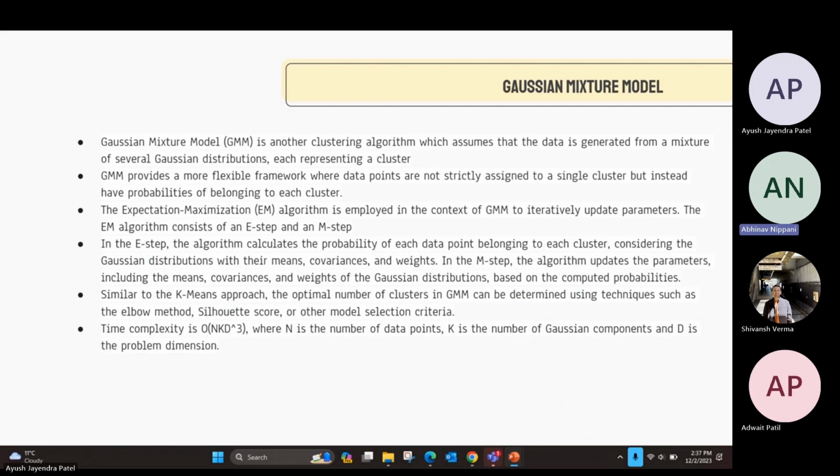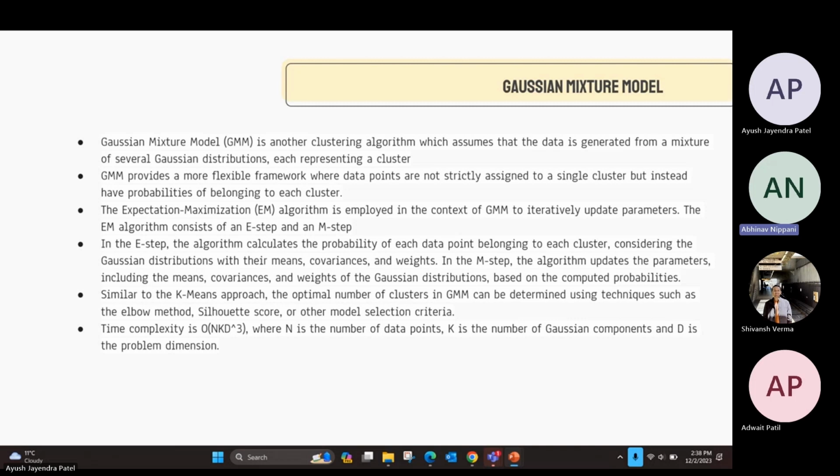Thanks for that. Now the second algorithm is GMM, which is a different clustering algorithm. This assumes that the data is generated from a mixture of several Gaussian distributions, and it is basically a probabilistic method of clustering. As part of this, we have the expectation maximization step, which is employed to iteratively update the parameters. This consists of an E step and an M step.